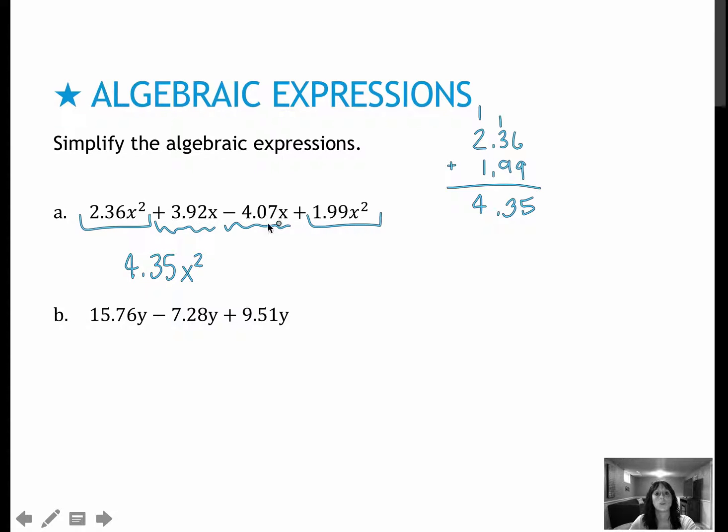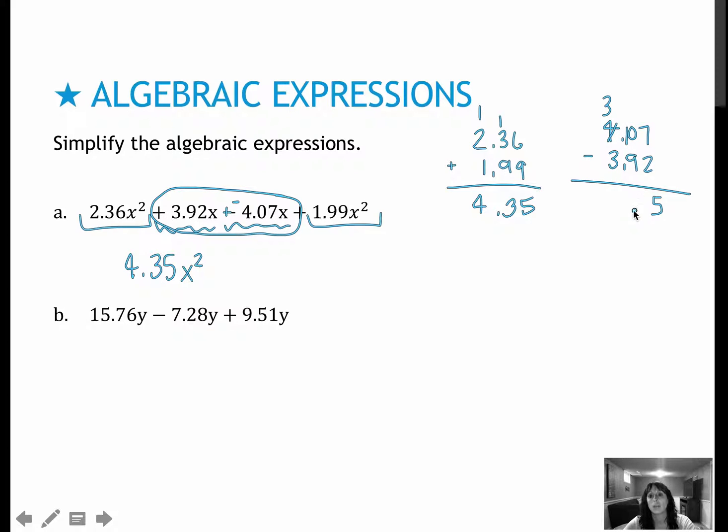For the other two, they're x to the first. Again, they're like terms, but notice I've got a positive and a negative. Also notice that the negative is larger than the positive. So we had one of these before. Even though the 3.92 came first, I'm going to put the 4.07 on top because I need to find the difference between the two, and to find the difference, I have to put the larger number on the top, even though that's a negative.